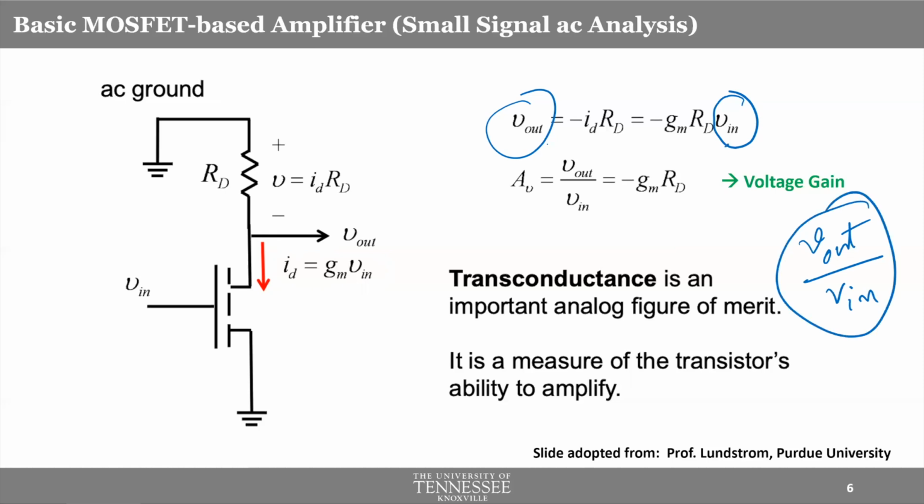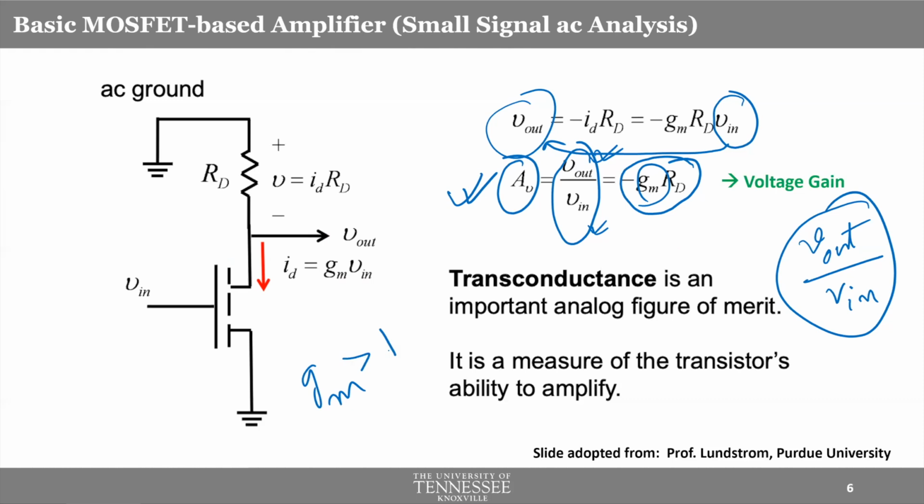And if you bring V in to the left-hand side, you get something called a gain, a voltage gain, right? How much voltage are we gaining at the output? And the V out over V in ratio turns out to be this thing, negative gm RD. And now you see that the transconductance of a transistor determines how much voltage gain you can get. By the way, how do you know that you have a gain? If your gm transconductance is greater than 1, then you have a gain. If not, then you don't have a gain.